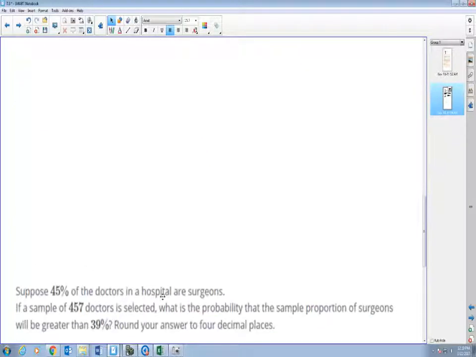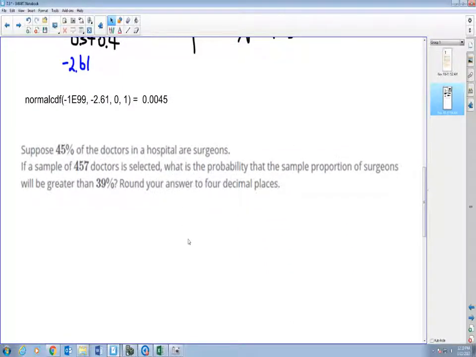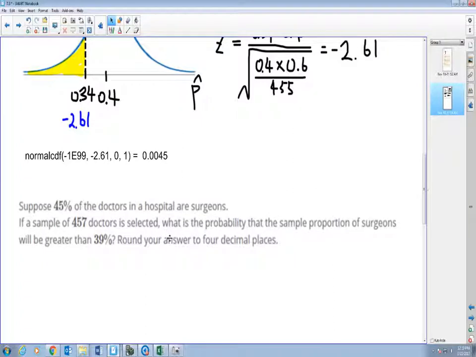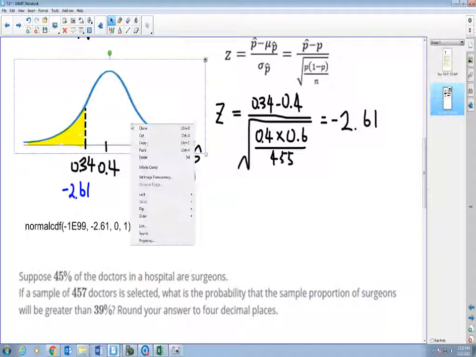Let's check out another problem here. Same thing. Suppose 45% of doctors in the hospital are surgeons. Okay, so that's my population proportion of doctors that are surgeons. So let's take a sample of 457 doctors. What's the chance that the sampled proportion, so what's the probability that the proportion of surgeons in the one I sampled will be greater than 39%? What's the chance that 39% of the one I sampled will be surgeons? That's what the question is asking.